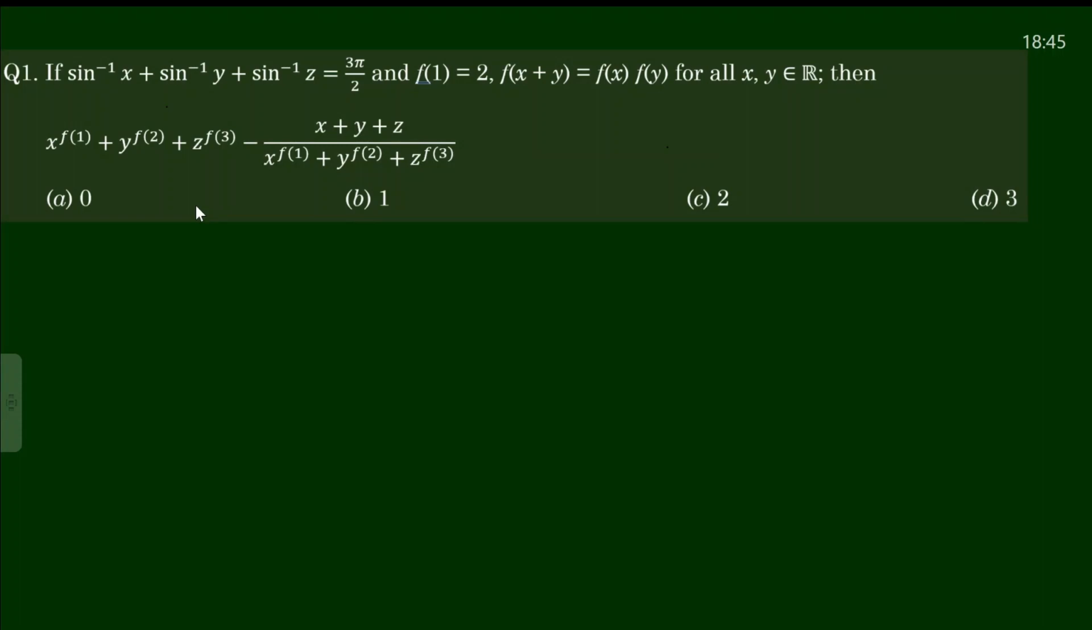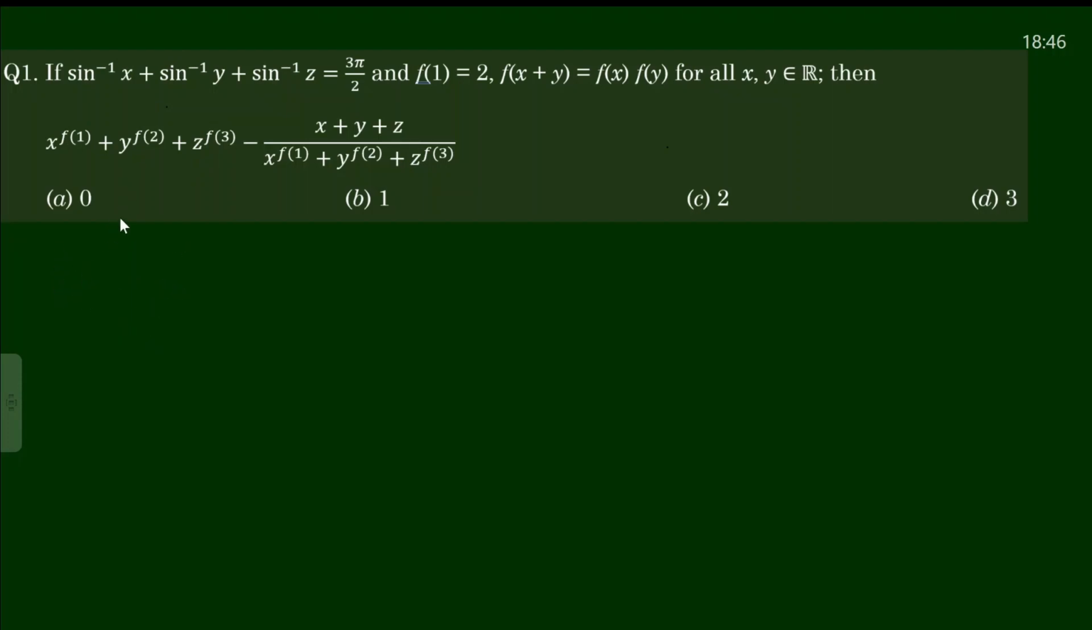So this is our first question. If sine inverse x plus sine inverse y plus sine inverse z is equal to 3 pi by 2, and one special condition is also given in the question that f1 is equal to 2, and a functional relation is also given here: f of x plus y is equal to fx into fy for all real values of x and y. And you are to find the value of this expression. So let me start this solution.